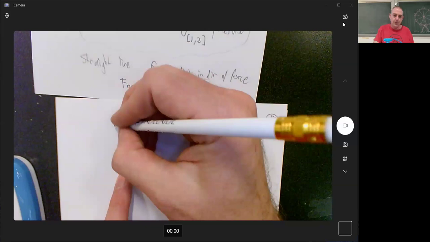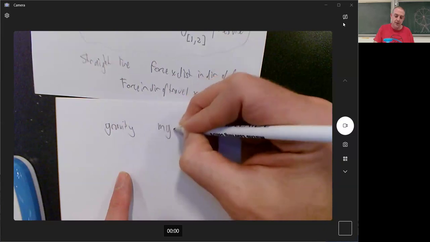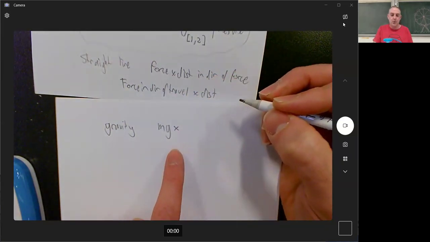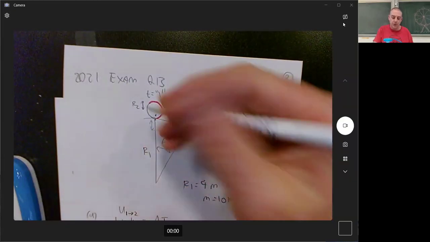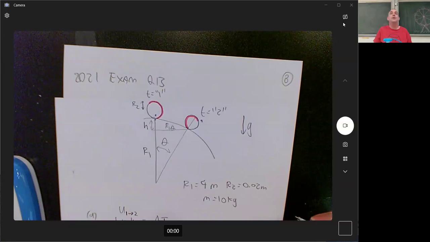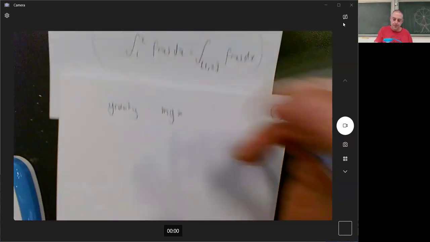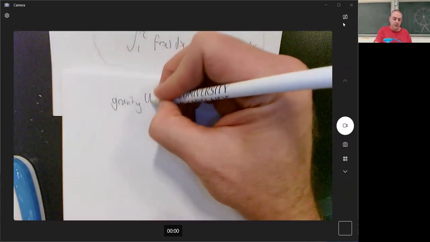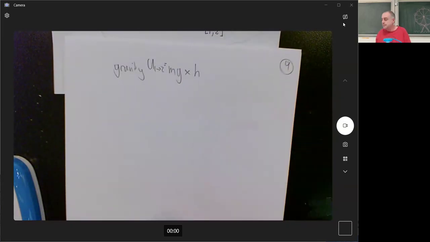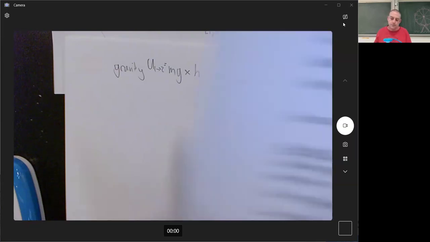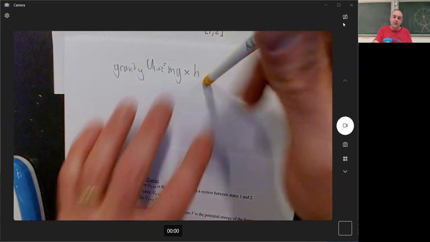So the force of gravity, which is mg, times the distance that it moves, which is this distance here. We shall call this h. So this is the U12, right? That's what we're saying. Mg times the change in y. Okay. Well, let's call it that.